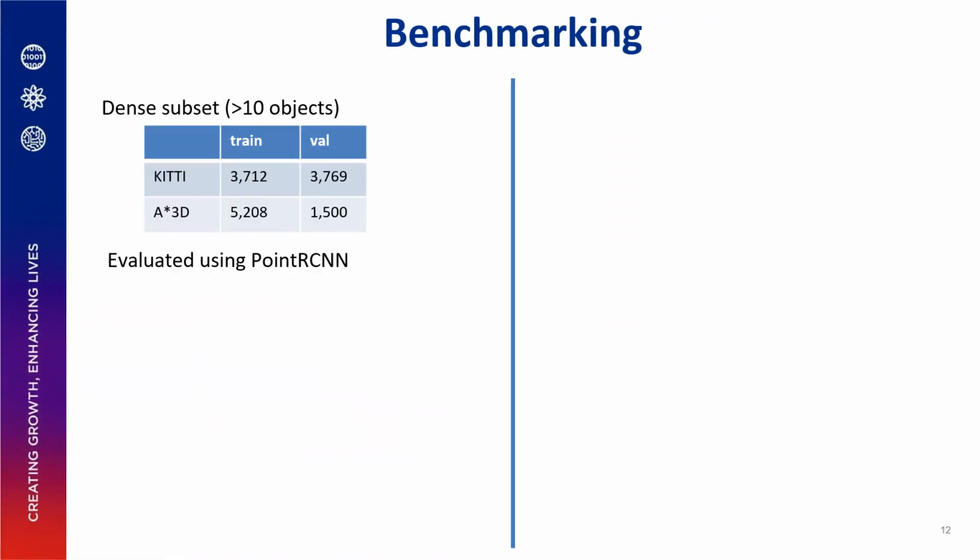So we benchmark using different distributions. First of all, we look at a dense subset, which we define as having more than 10 objects, for both KITTI and A3D. We roughly use about the same amount of data. For KITTI, we use their protocol of about 50% train and 50% val. For us, we use 5.2K for train and 1.5K for val, and we evaluate using PointRCNN.